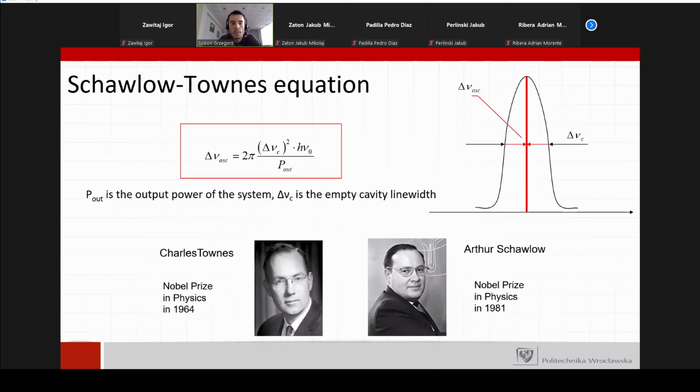And this is described by the Schawlow-Townes equation. So maybe you remember that Charles Townes and Arthur Schawlow received the Nobel Prize for their contribution to lasers. As far as I remember, Schawlow was the brother-in-law of Charles Townes. So they worked together, and they were also family.